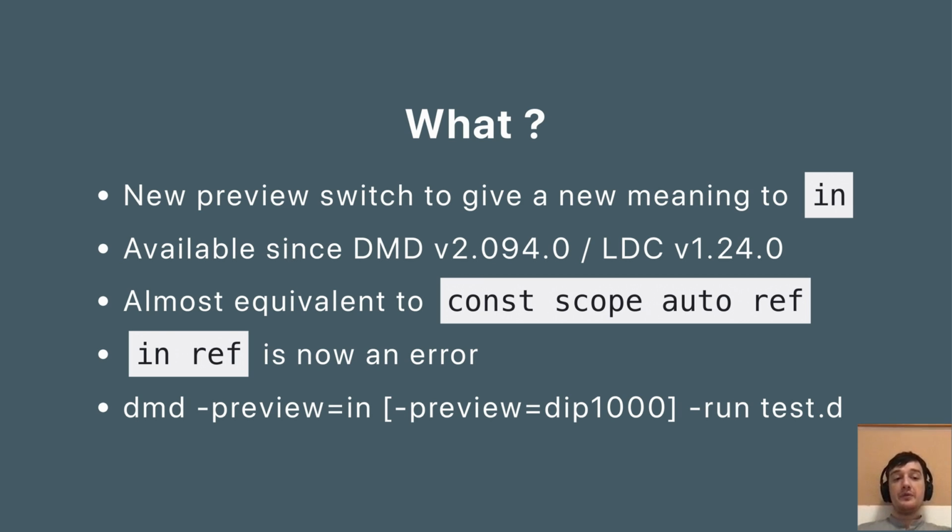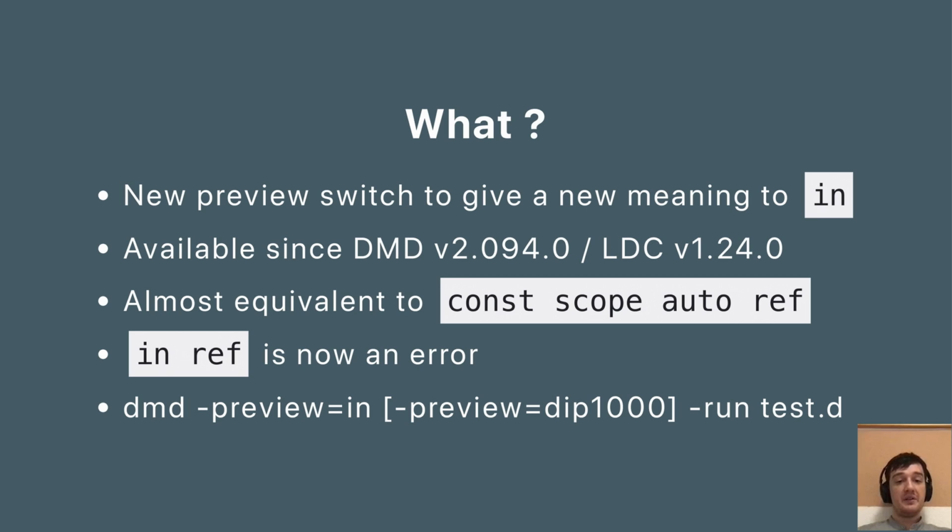So what is preview in exactly? It's a new preview switch available since the latest release of DMD 2.94 and the latest release of LDC 1.24 that completely changes the meaning of in. The previous meaning of in was just const. Then in 2.93, a switch was introduced to make it mean const scope, and since 2.94, it has a different meaning.